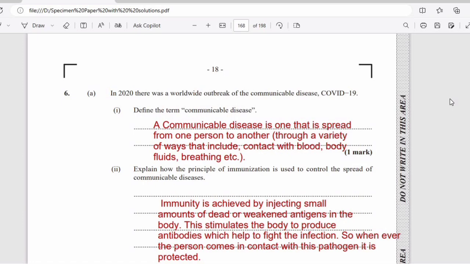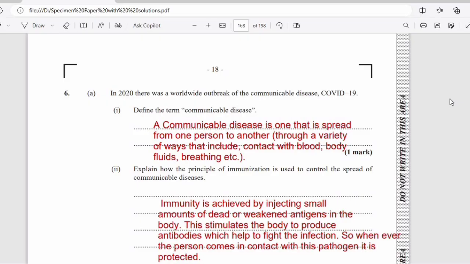In 2020, there was a worldwide outbreak of the communicable disease COVID-19. Define the term communicable disease. Now, a communicable disease is one that is spread from one person to another through a variety of ways that include contact with blood, body fluids, breathing, etc.